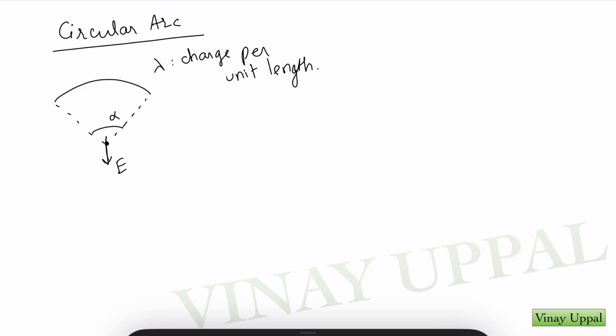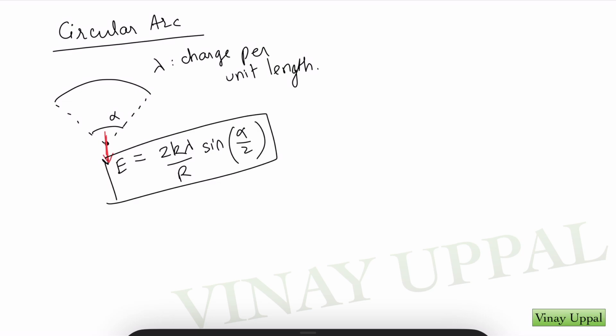Now this field will be directed away from the arc if lambda is positive, if it is positively charged, and it will be directed towards the arc if it is negatively charged. By symmetry, you should be able to see that it will be along the bisector, and the magnitude of this field comes out to be 2k lambda by r times sine of alpha by 2.